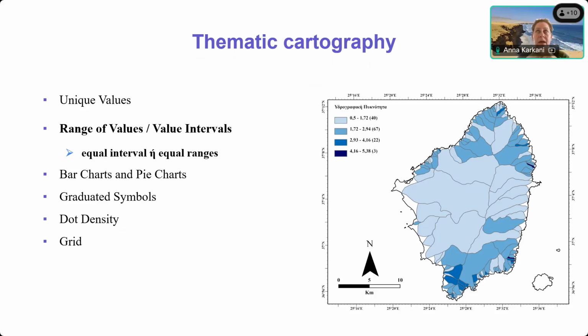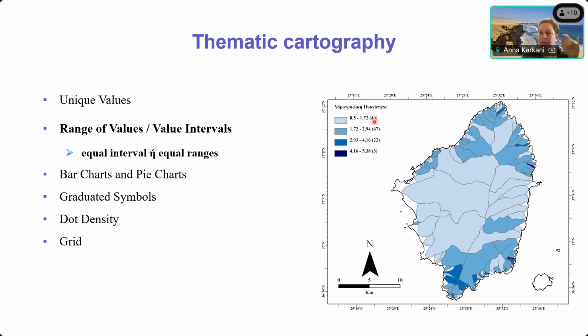And it really depends on us as creators of the map, and it also depends on the type of phenomenon that we are trying to map. Here you can see an example in the map on the right. This is the island of Naxos, for those of you who don't already know it. And what we have here is the hydrographic density, so it has to do with some characteristic of the river network.